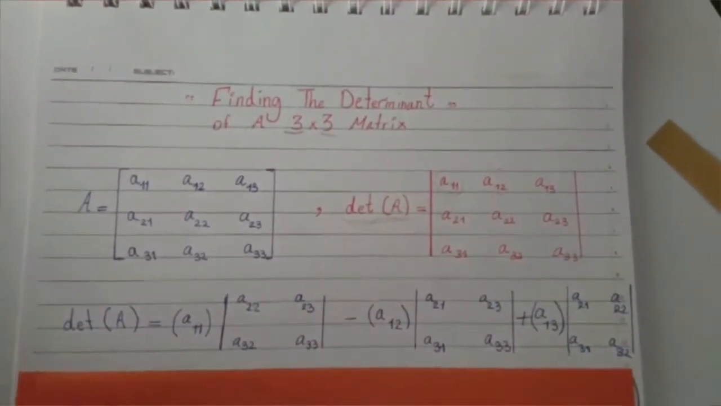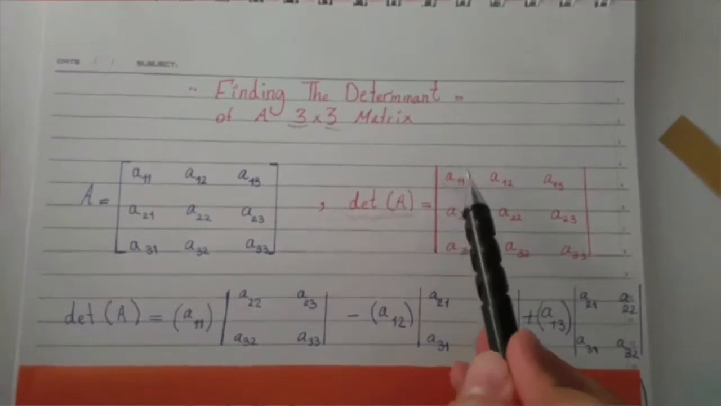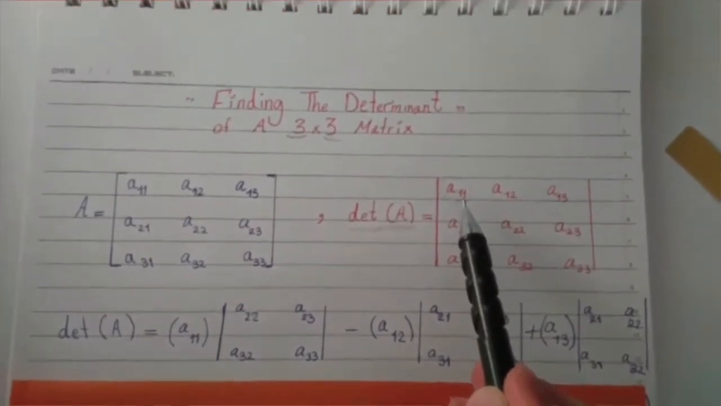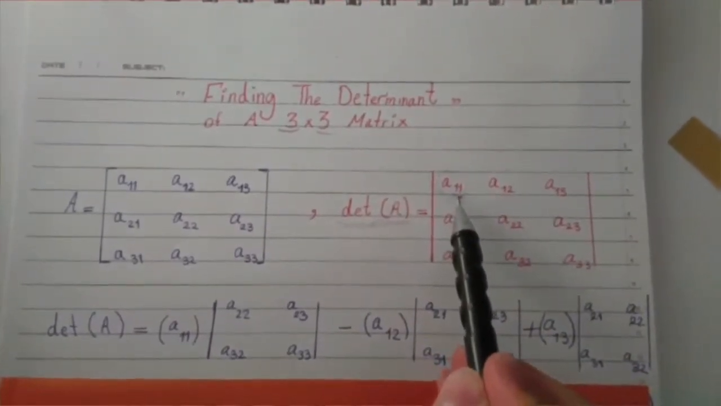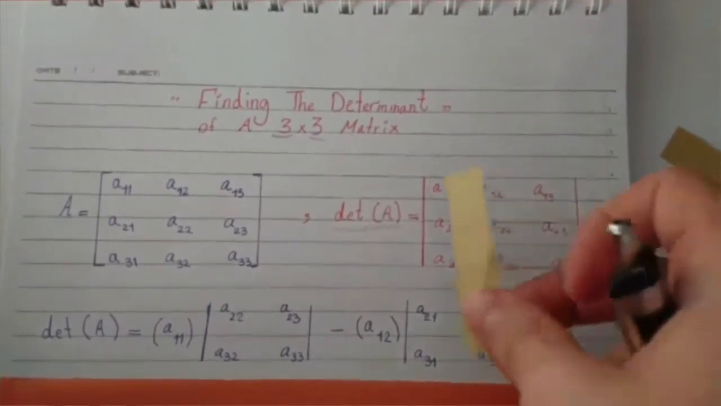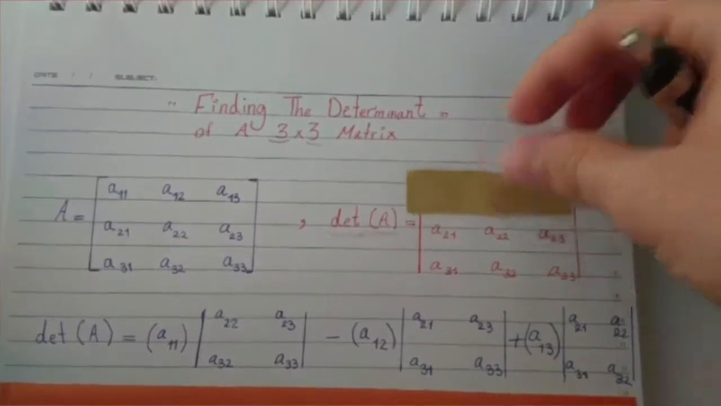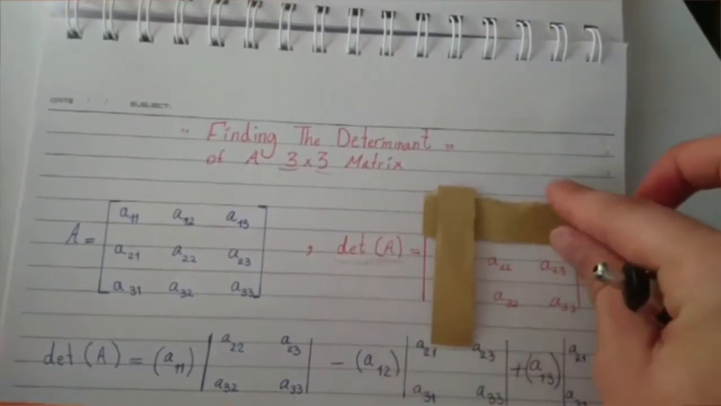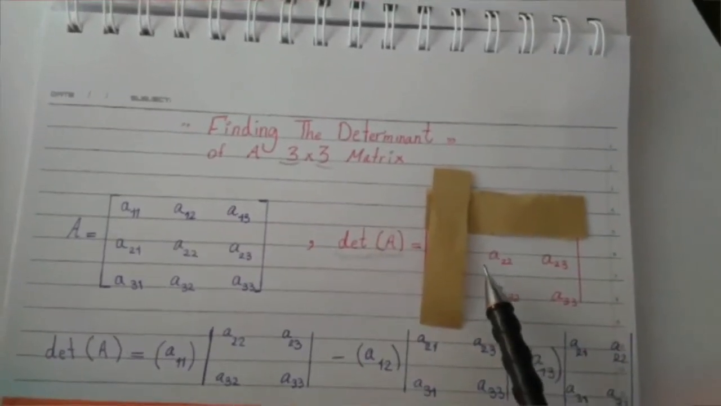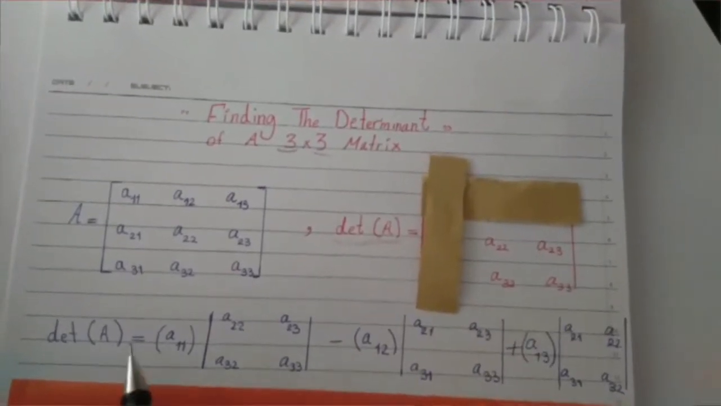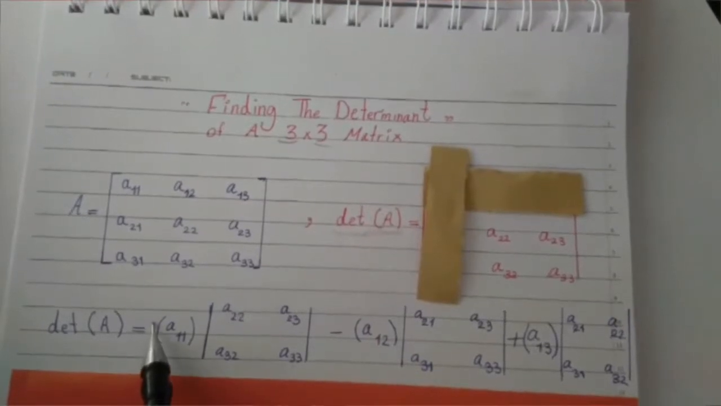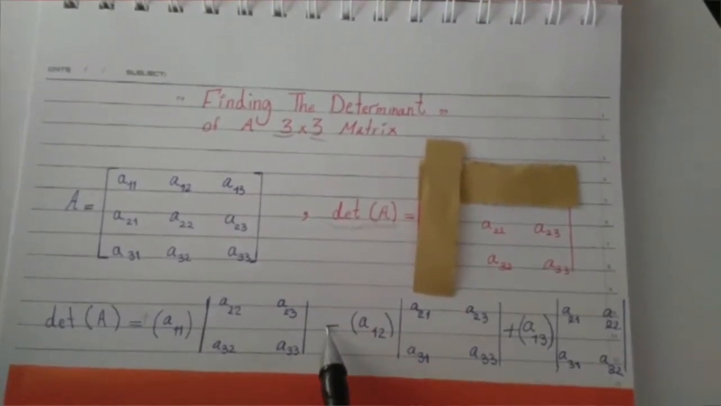First of all, we take the first entry, the entry A sub 1 1, and multiply it by the matrix we are left with after ignoring the first row and the first column. Ignoring these column and row, what we are left with is A sub 2 2, A sub 2 3, A sub 3 2, and A sub 3 3. And just after that we change the sign, which was positive and now is negative.